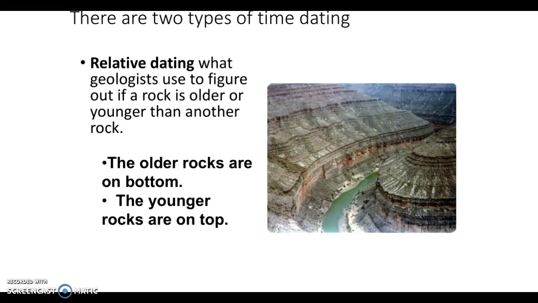So there's two types of time dating. One, this is your first vocabulary word that you're going to write on your 3-column note, relative dating. And the definition is this is what geologists use to figure out if rock is older or younger than another rock. In the example column, you can write down the older rocks are at the bottom and the younger rocks are on the top. And this is because, like I said, the sediment comes in, forms a layer, compacts down, and that's a layer of rock.